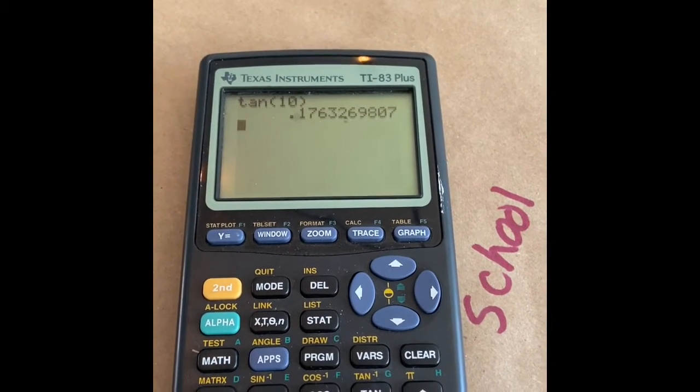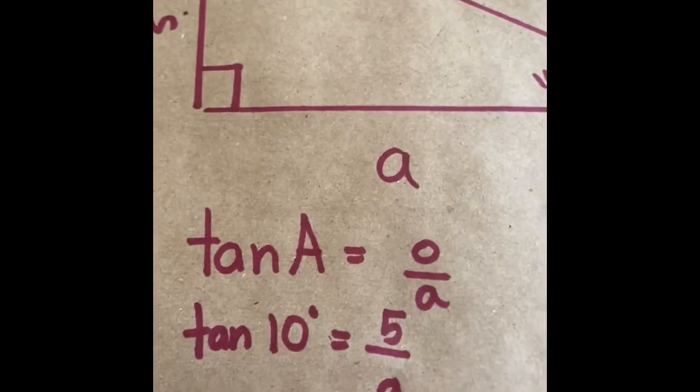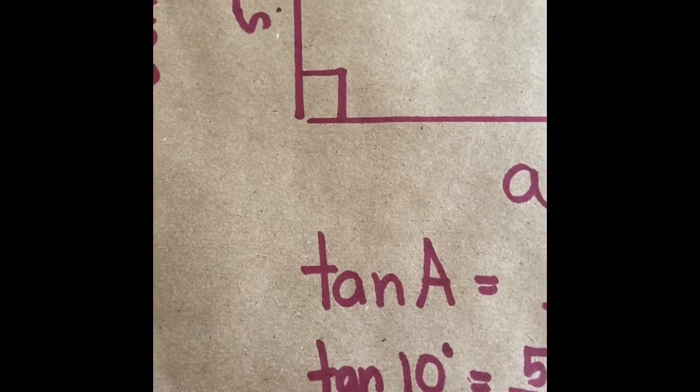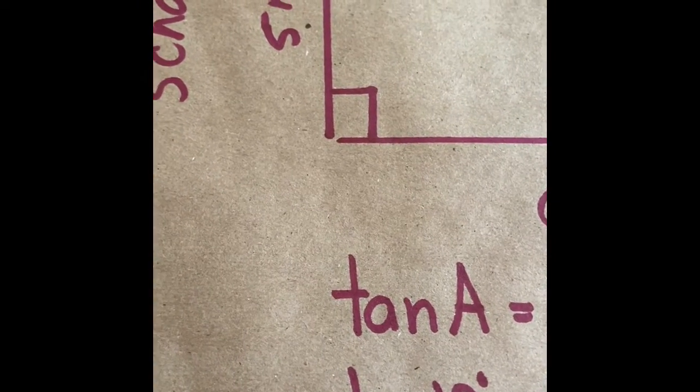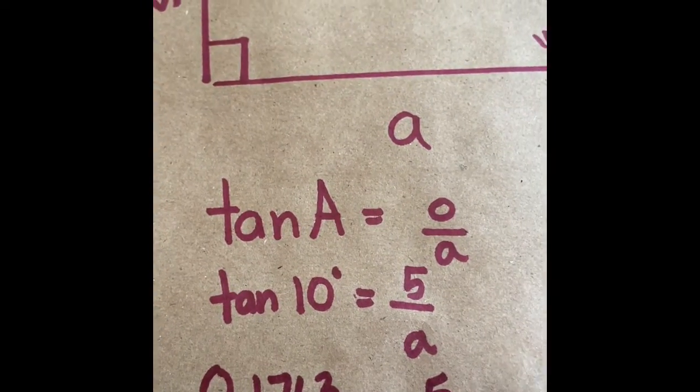So tan 10 is 0.1763. So over here, I know that my fraction, the decimal, should be 0.1763 equals 5 over A.